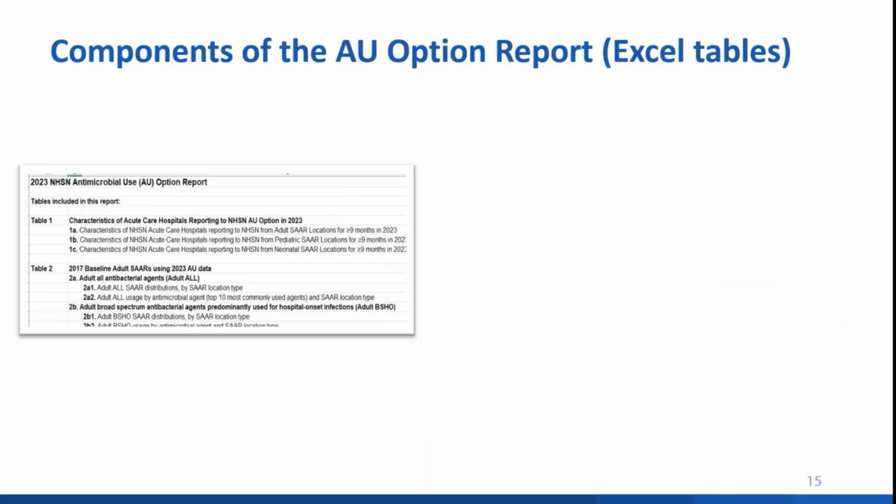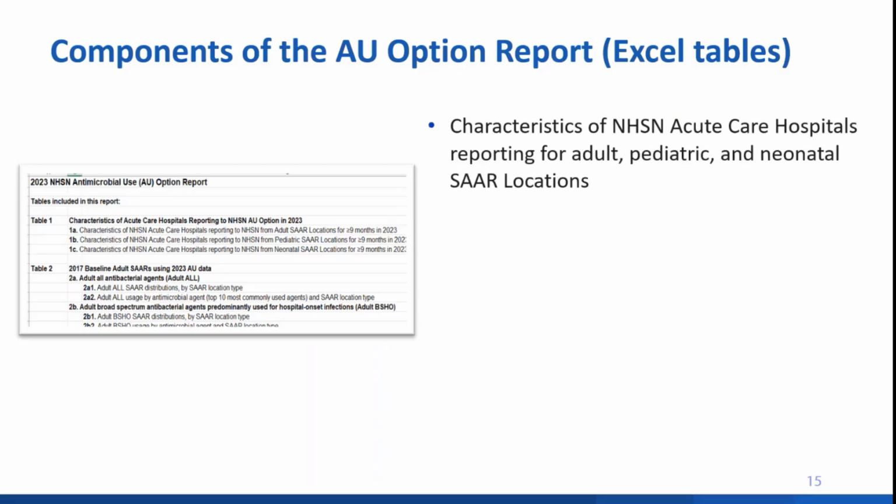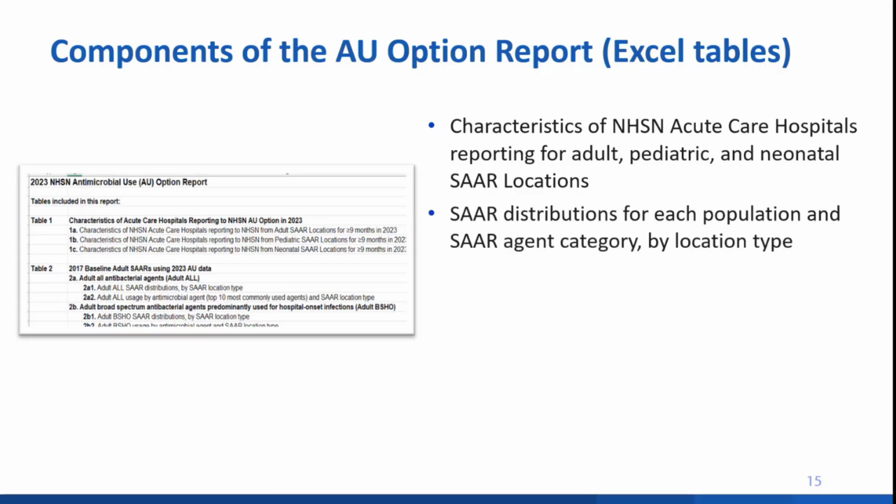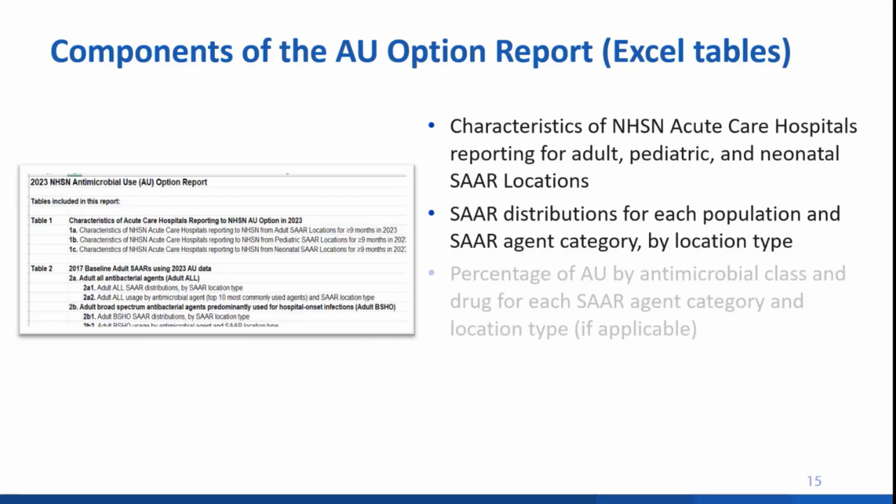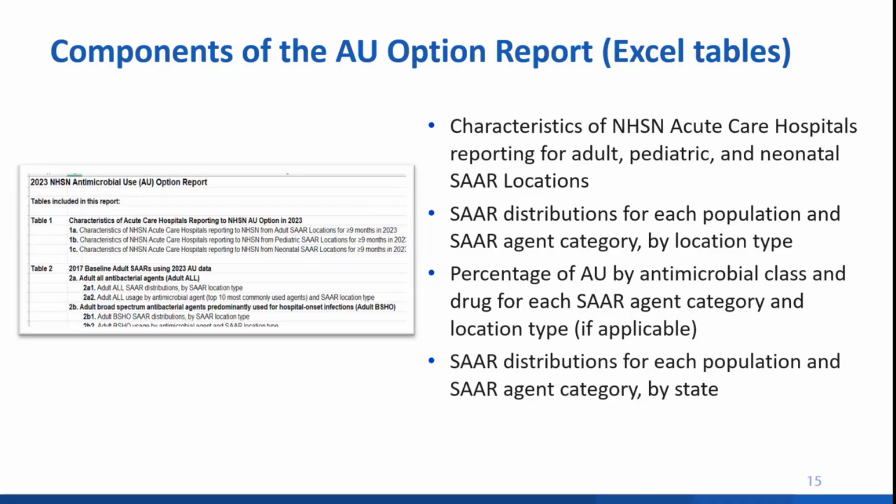The second piece of this report is the accompanying Excel data tables, which give a little bit more detailed information about the SAAR distributions and percentages of AU. It includes information on characteristics of the NHSN acute care hospitals that are reporting for each population's SAAR locations, the SAAR distributions for each population and SAAR antimicrobial agent category by location, percentage of AU by antimicrobial class and drug for each SAAR agent category and location as applicable, and SAAR distributions by state.